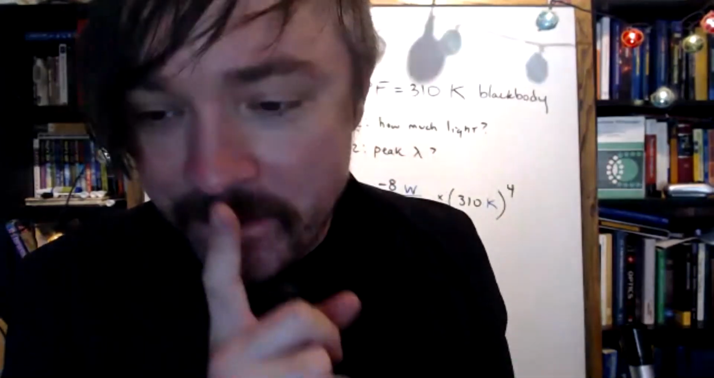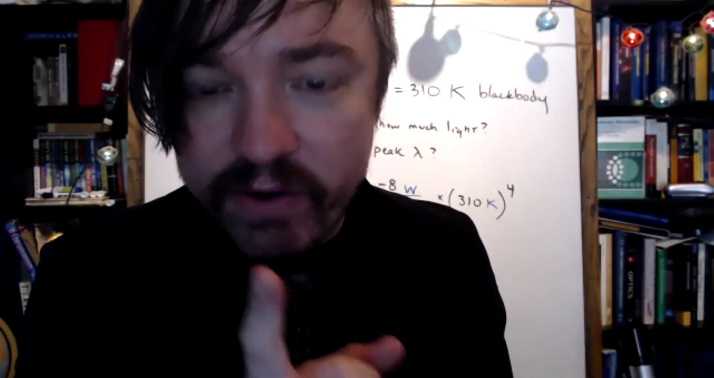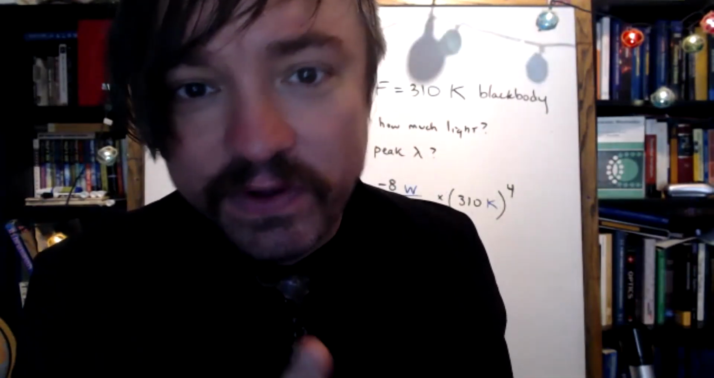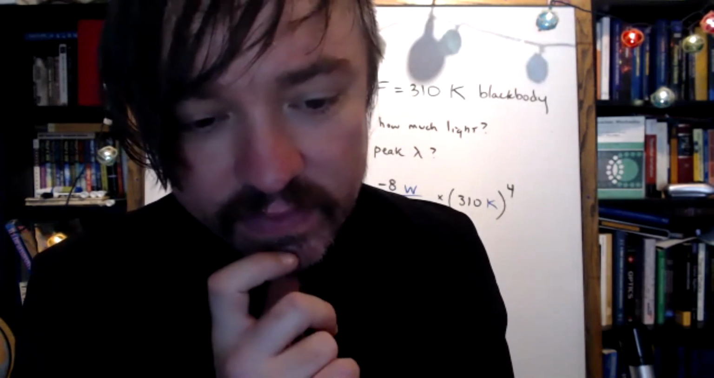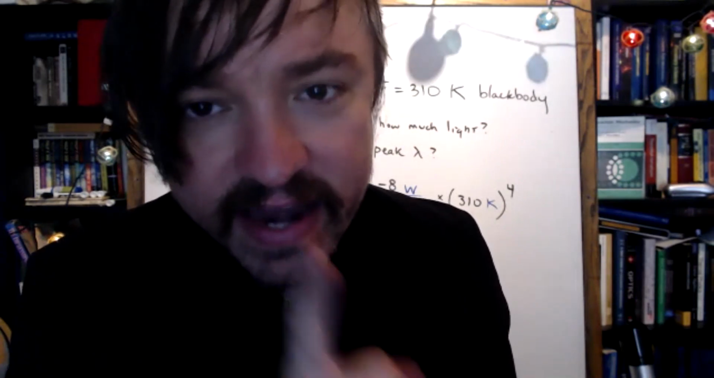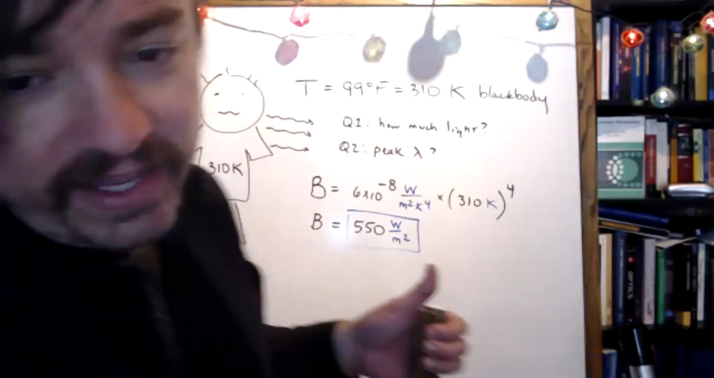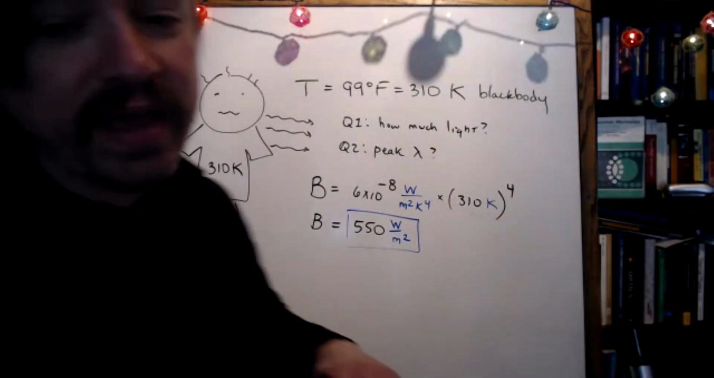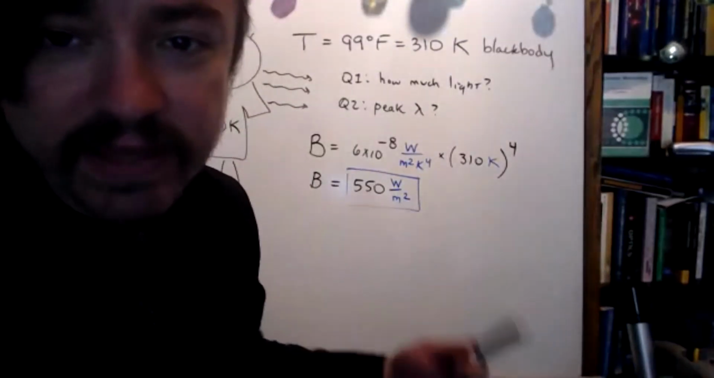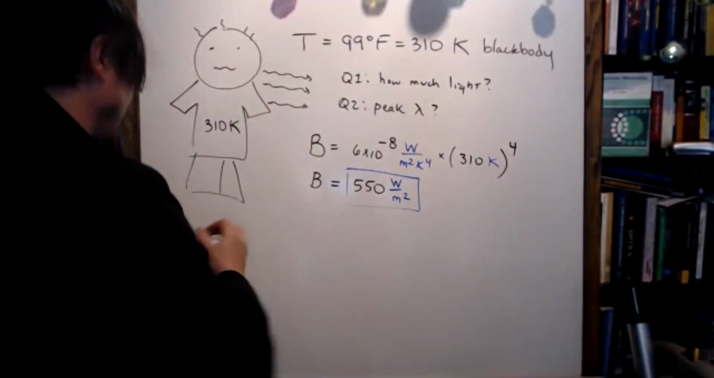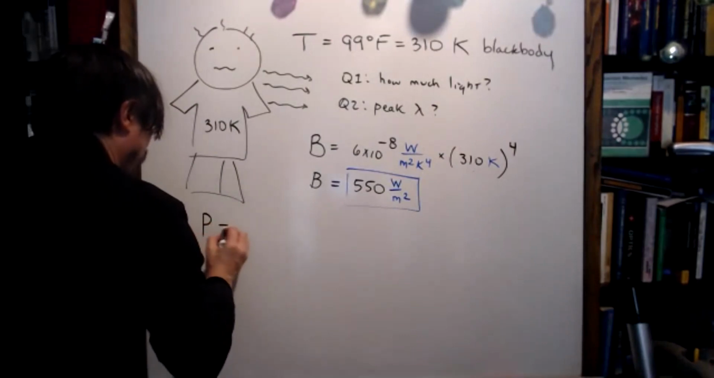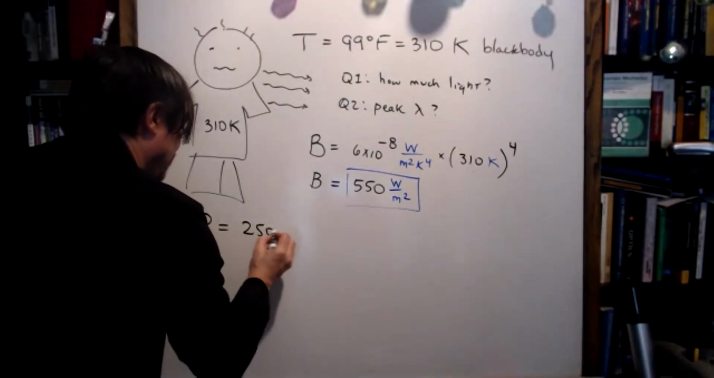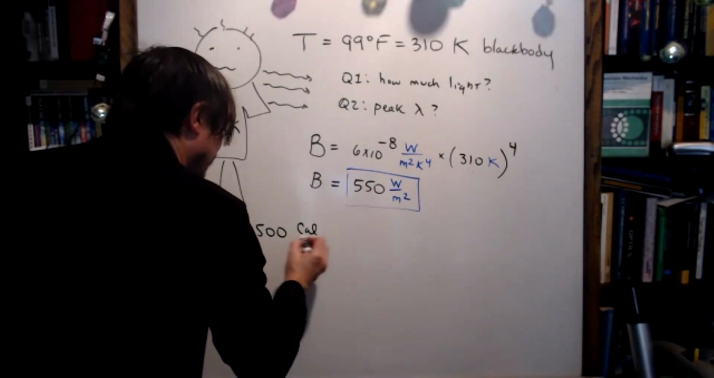But here's the thing. You want to know what bothered me about this calculation for a long time? We cannot actually have a luminosity of 550 watts. And the reason why I know this is because I know what the typical calorie requirement of a human being is. We have a power requirement of about 2,500 calories per day.